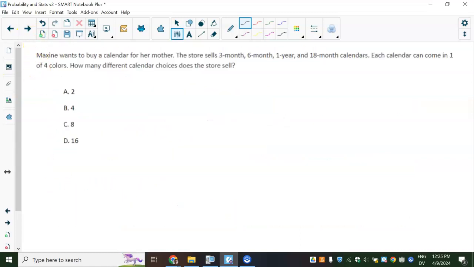So I'm going to throw a few examples at you. Again, I encourage you to pause them and try them before moving on. And again, you've got to figure out, is it permutations, combinations, or counting principle?